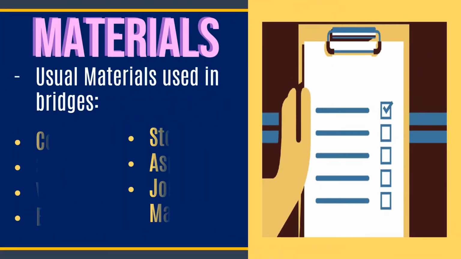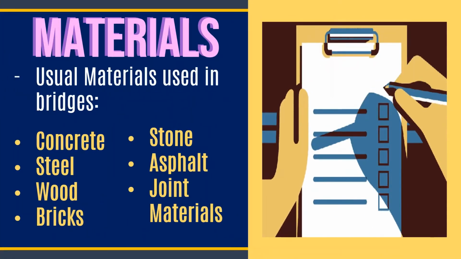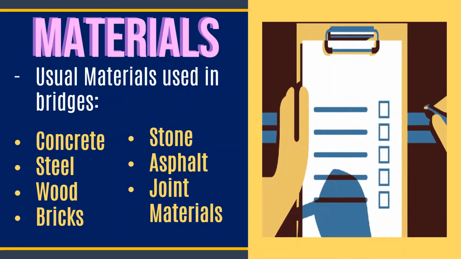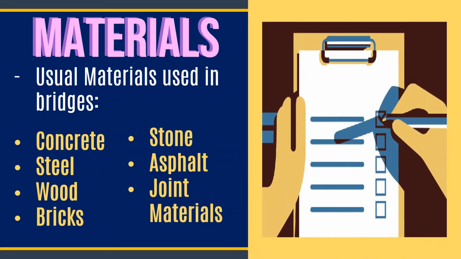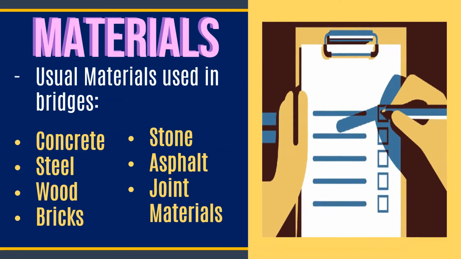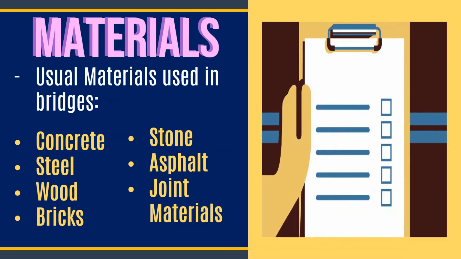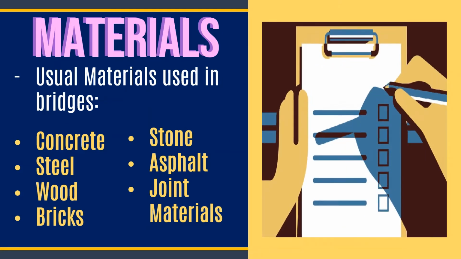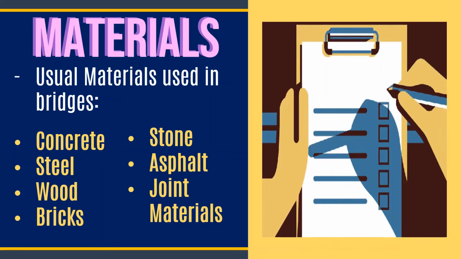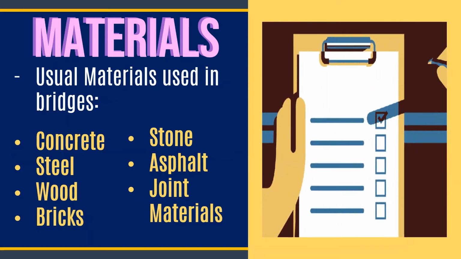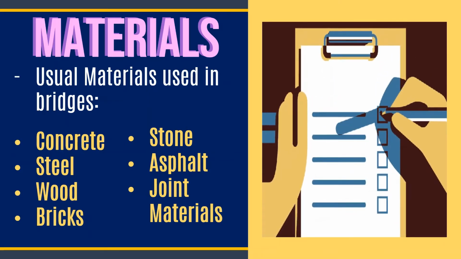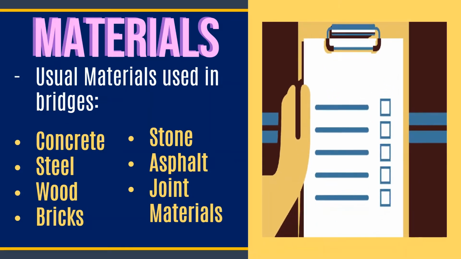Here are the usual materials used in bridges. So, yung stone, wood, and bricks, ito yung ginamit ng mga sinaunang tao. So, evident siya sa mga historical bridges. At dahil meron na tayong modern engineering technology, sa mga makikita nating bridges, gawa na siya sa concrete and steel. Meron na rin tong asphalt for the road construction para sa pavement, walkway, and roadway.